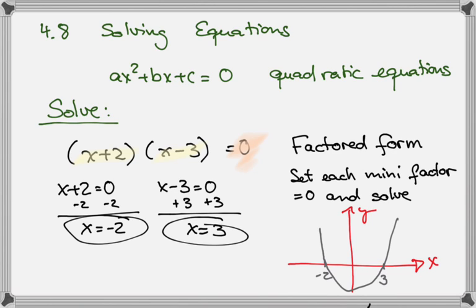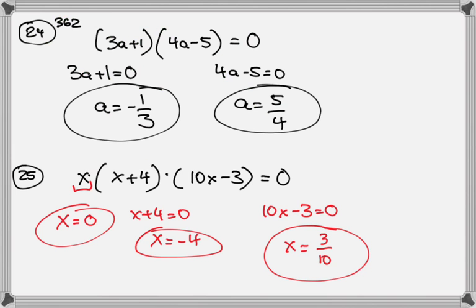This is a bad one, but when you're solving, you're really doing nothing else than trying to figure out where the parabola crosses the x-axis. That's really what we're doing. The parabola, if you were to graph it, crosses the x-axis at -2 and at 3. That's what solving means. I just want to point that out.